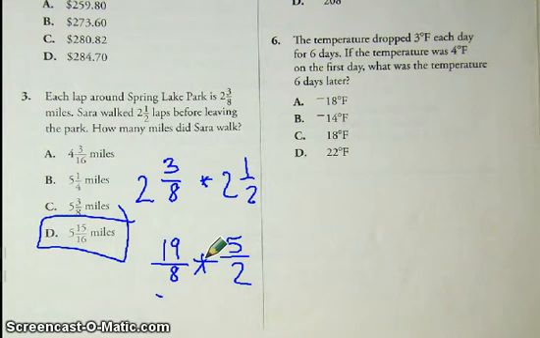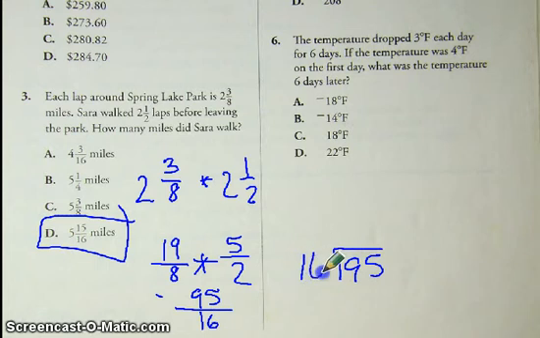So 19 times 5 will be 95 over 16. And then when I take 95 divided by 16, I know twice is 32. And then another 32 on top of that is 64.